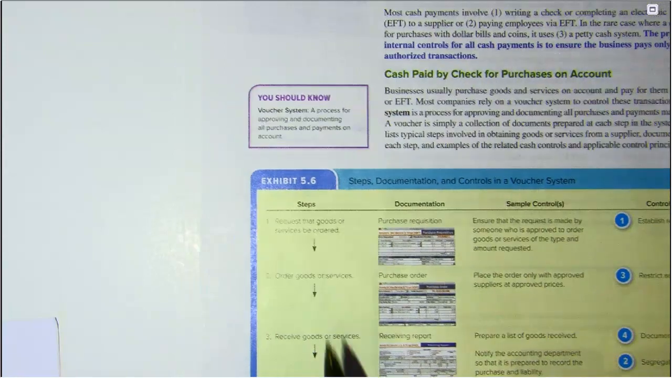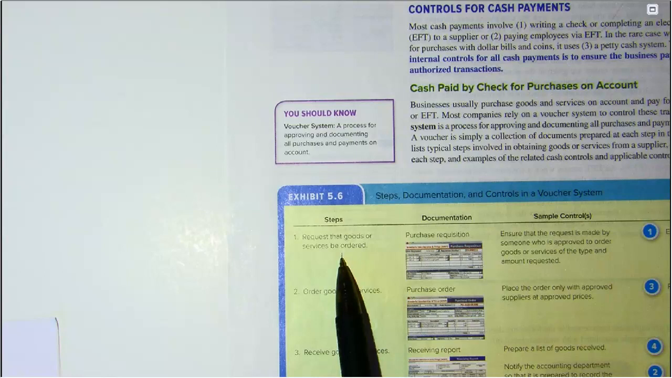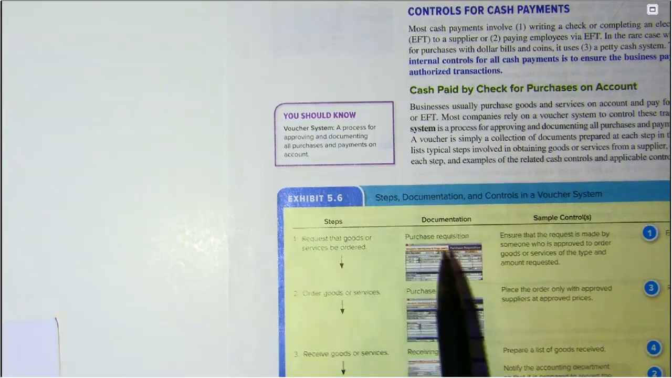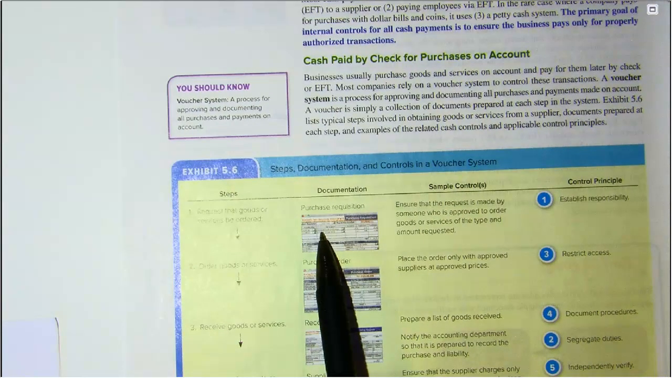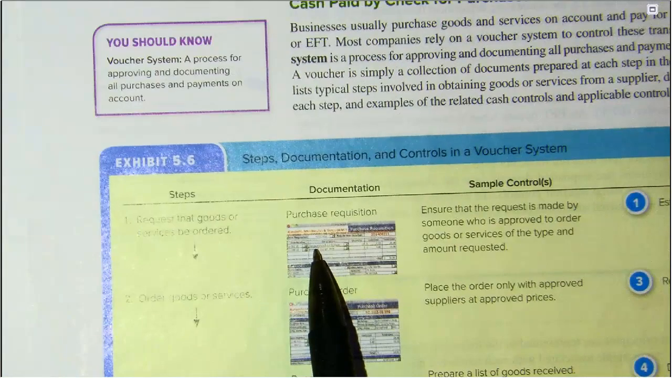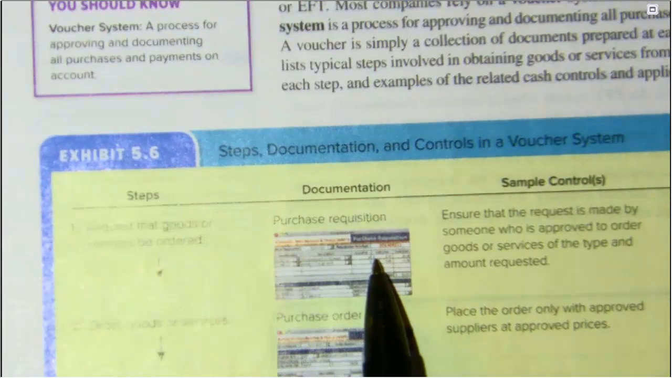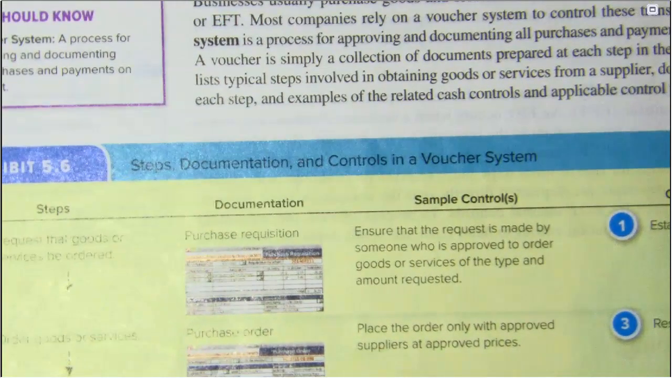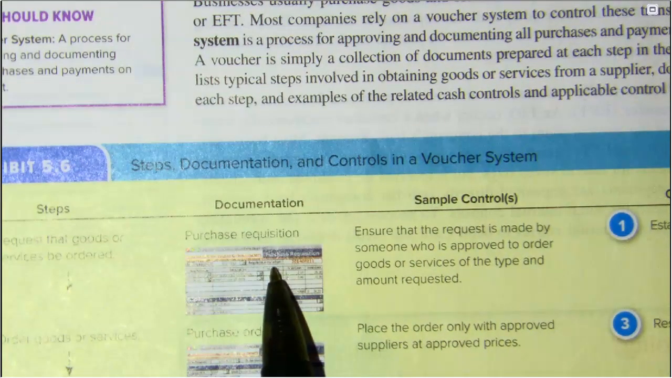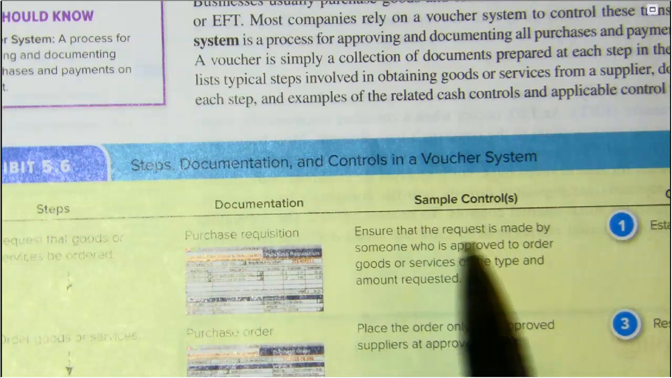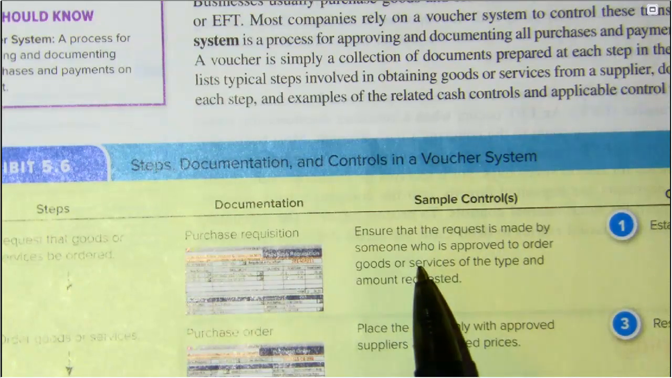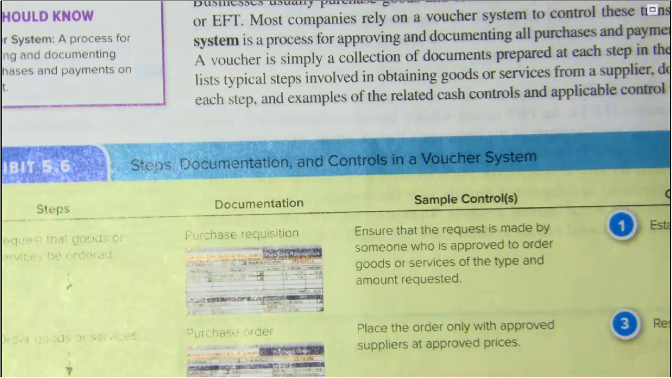Okay, so let's say the first step is that there's a department within your company that needs goods or services. So the first step is to place a purchase requisition, and all of these forms document procedures, and they are all pre-numbered. Remember we said that that was a good step, to have all of our documents pre-numbered. And by having the department needing the goods or services, that ensures that the request is made by someone who is authorized or approved to place that.